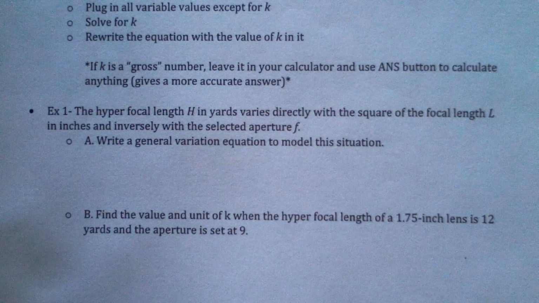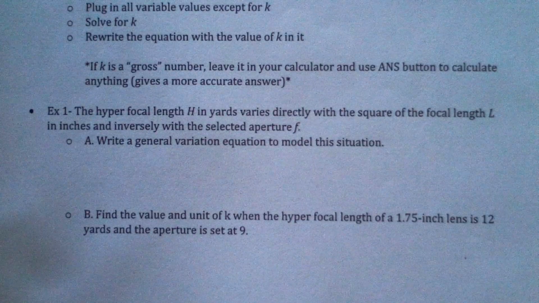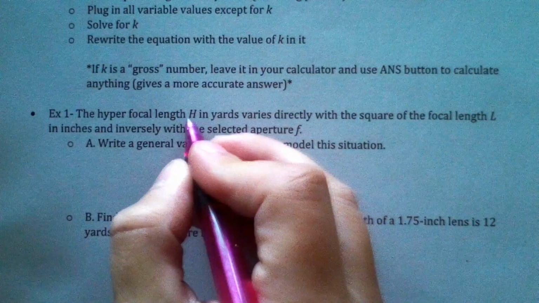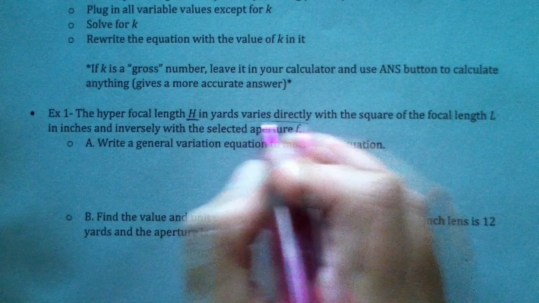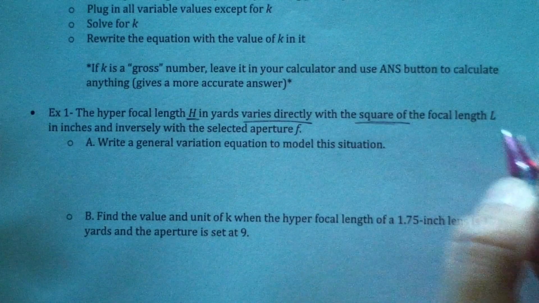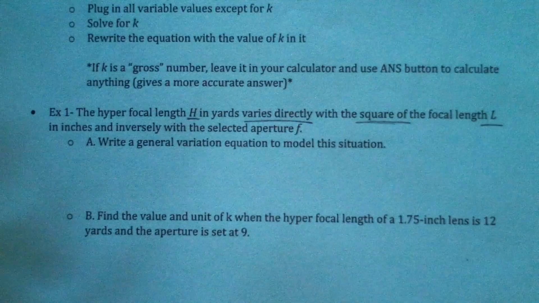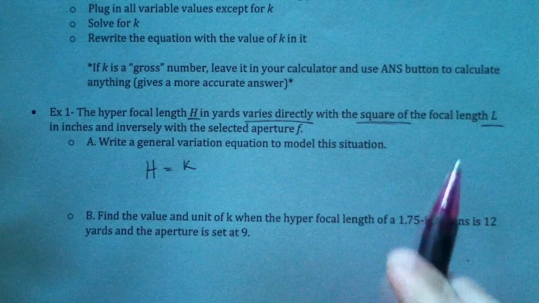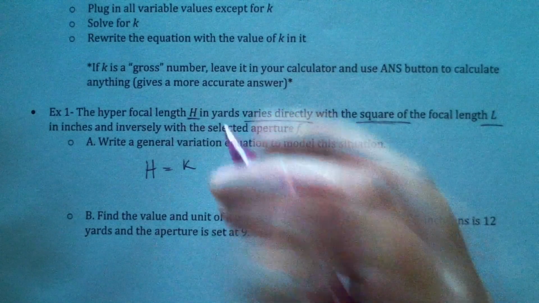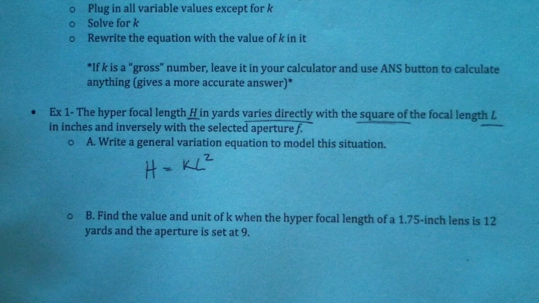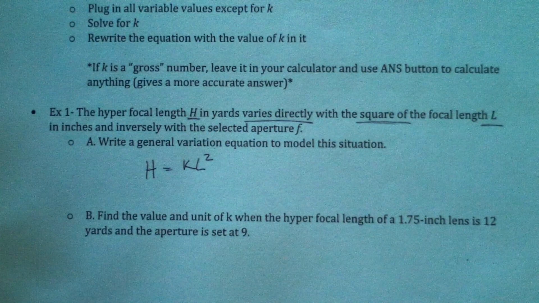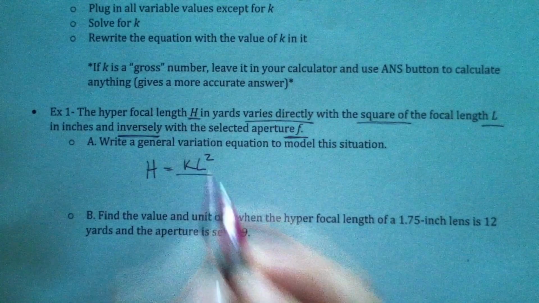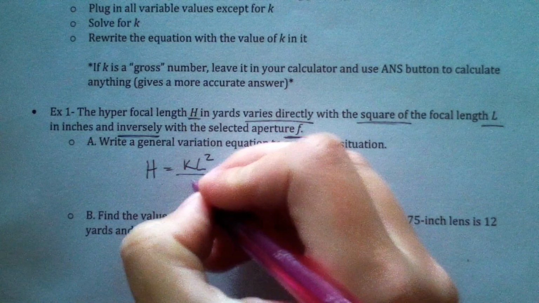It says we've got that h value varies directly as the square of that focal length L. So I'd start with that. So we would have that our h varies directly as the square of that focal length L. So L squared, and that's on top with the k. And then it says it also varies inversely as the aperture f. So inversely would mean it's on the bottom, right? And they just say f, they don't say f squared or anything like that. So that would be our general equation for that before we do any solving.